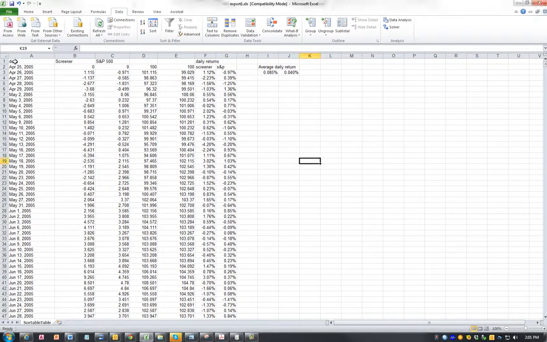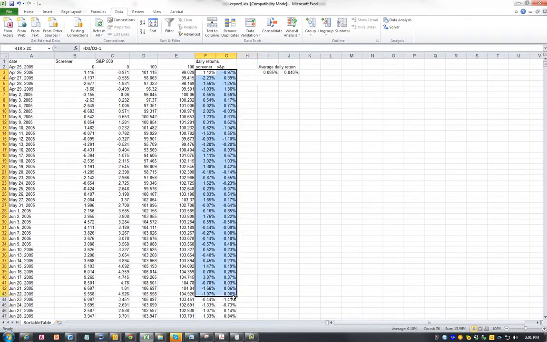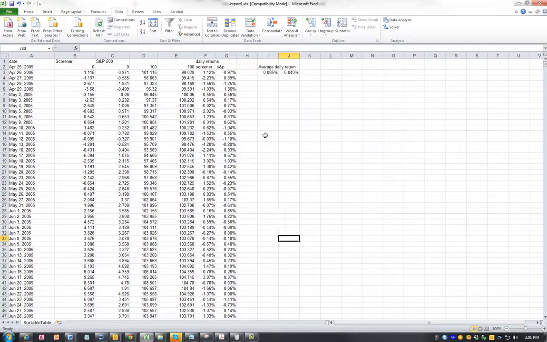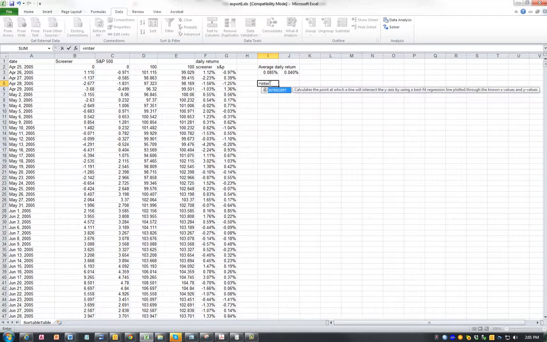We have the raw backtest data over here, and then we had computed the daily returns. Okay, and the average daily return for the screener was 8.5 basis points, and for the S&P it was 4 basis points. So the easiest way to get the alpha is simply to use what's called the intercept command. And as you type that in, it's going to say, tell me what your known y's are and what your known x's are. The known y's are going to be the screener returns.